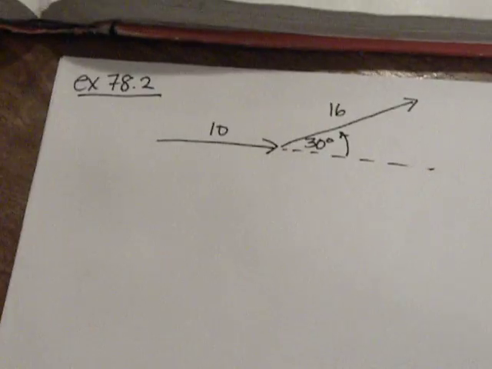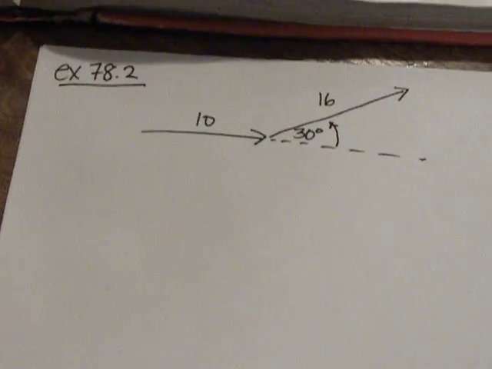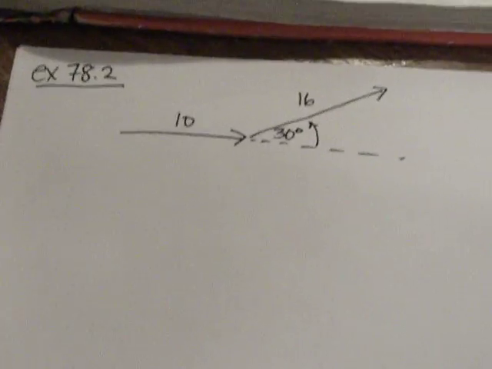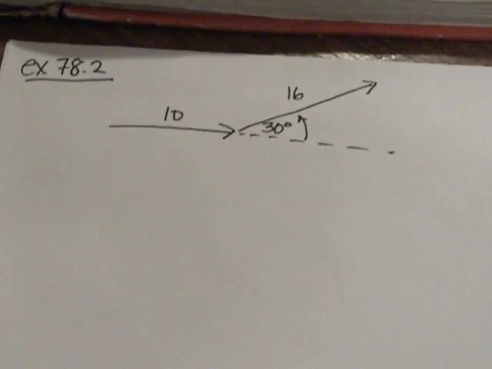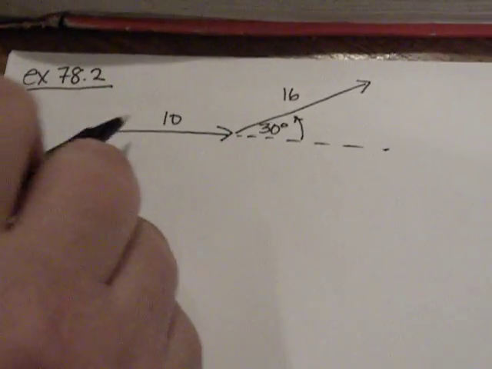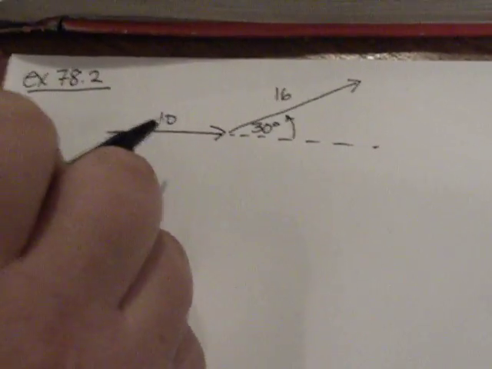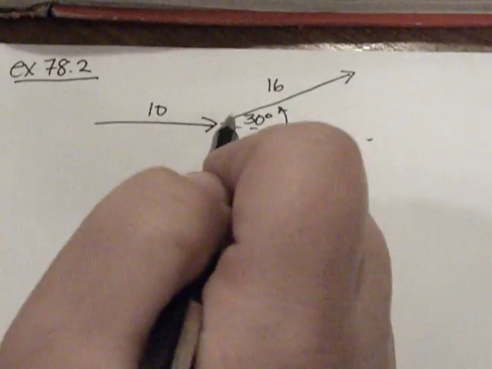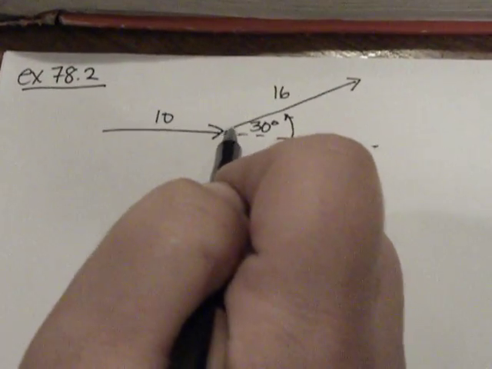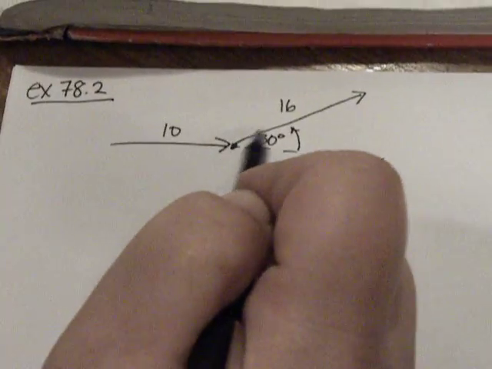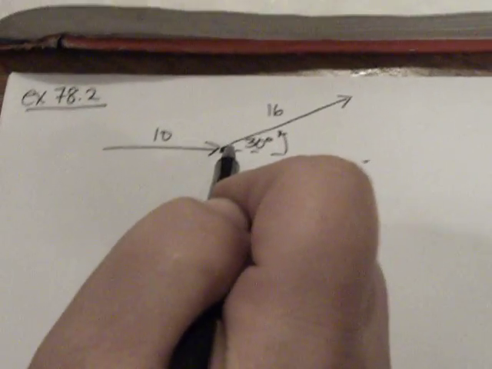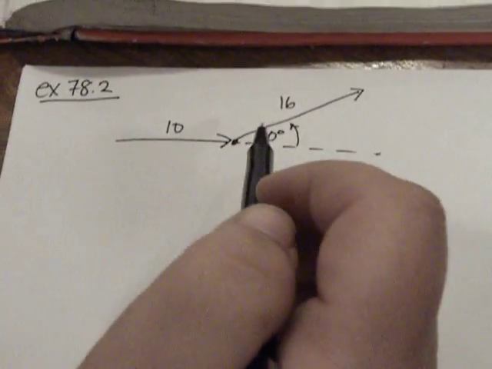Okay, so this is example 78.2. It says, here is a point acted on by a push force and a pull force as shown. Find the resultant force on the point. So you can see it's being pushed by this force. This force is a horizontal force that's going at 10, and then it's also being pulled. Your point is being pulled by this force. It's 16 units long, and it's at a 30-degree angle.